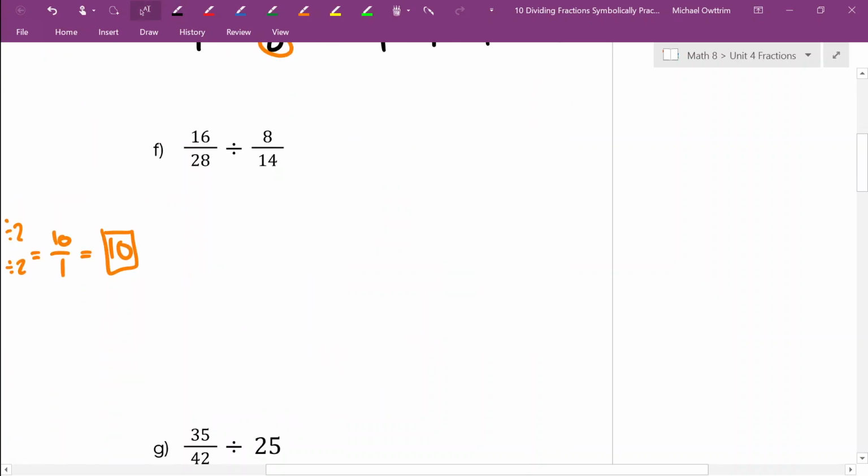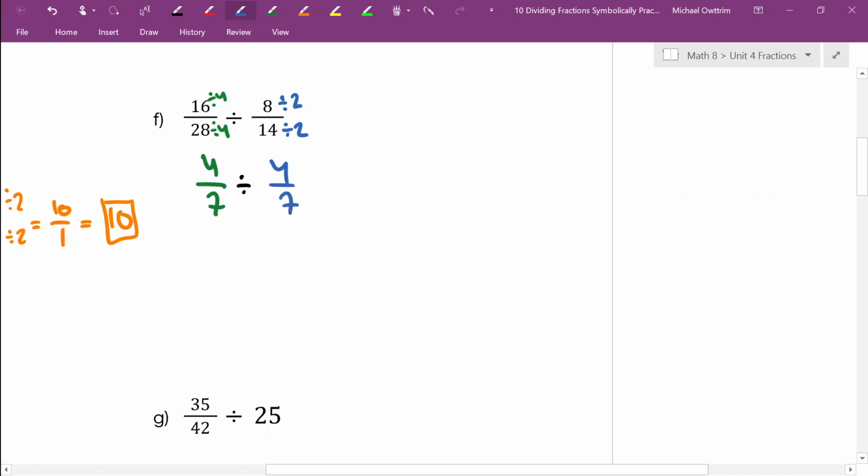In question F, I'm going to start by simplifying. So my 16 and 28 both can divide by 4, and that will give me 4 over 7. I need to divide that by my second fraction, which can also simplify, so I'll divide by 2, and that will give me 4 over 7.